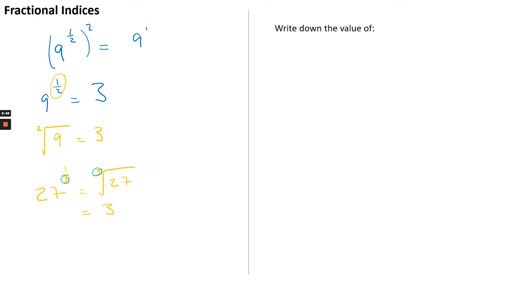Let's look at a few examples. We're going to write down the value of these. Now, 9 to the power of a half, we've looked at that already. So 9 to the power of a half is the square root of 9, which is 3. 27 to the power of a third, you can tell I've got some favourite ones we've also had a look at. But I'm going to write the cube root like this, and then I can use a calculator, or with this one we should be able to potentially do it. That one is also 3. 3 times 3 times 3 is 27.